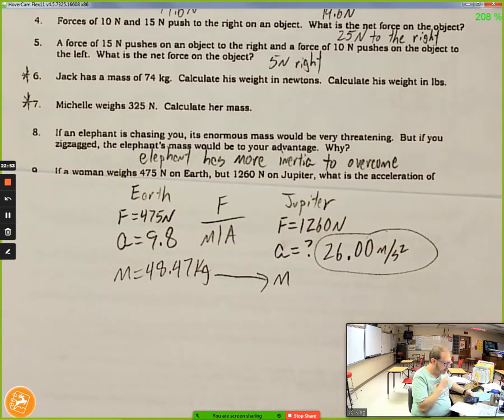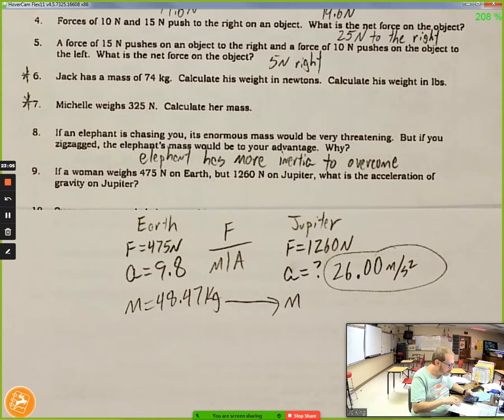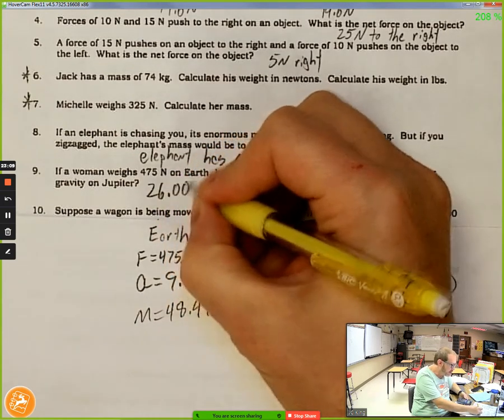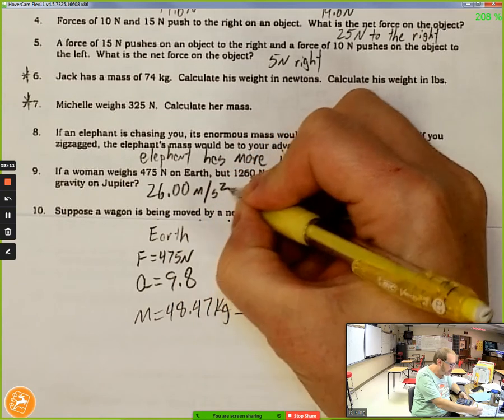Okay. Ooh, that is more than twice the acceleration of gravity on Earth. So yeah, no wonder she feels so heavy. So I guess I could put that down on 9. I'm going to say 26.00 meters per second squared.